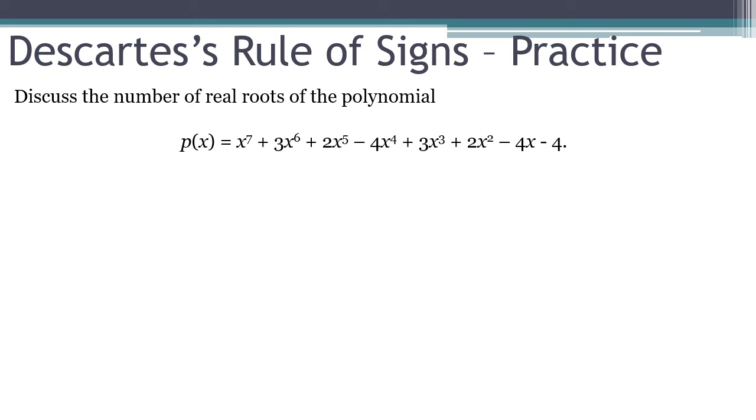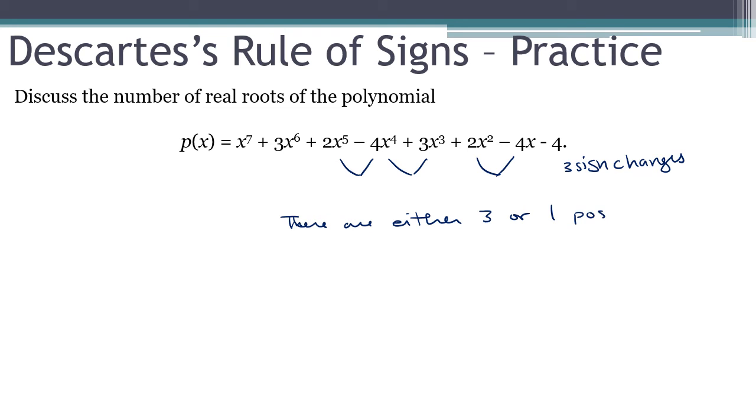Right, so let's count sign changes. We're doing the positive ones first. So I've got a sign change here from positive to negative, here from negative to positive, and here from positive to negative. So I've got 3 sign changes, which means there are either 3 or 1 positive roots, right? 3 minus 2 is 1.